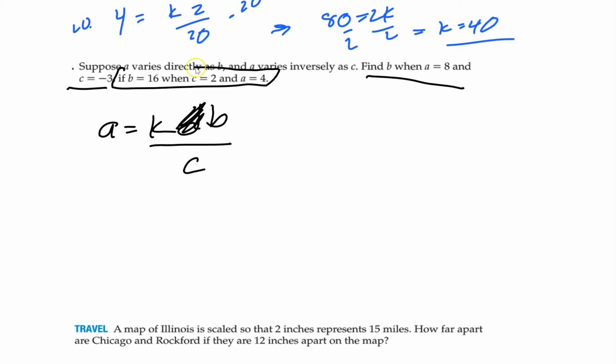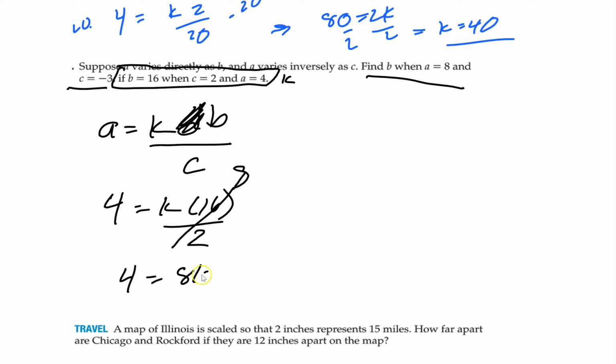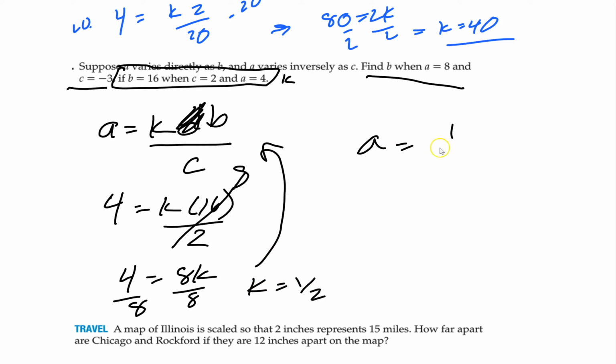And then they give us this. Right? That's how we're going to use it to find our K. It has everything we need. So we plug it in. A is 4. K, B is 16. C is 2. I can reduce real quick. That's 8. So 4 equals 8K. Divide by 8. K equals 1/2. Have my K. Plug it in. A equals 1/2 B over C.